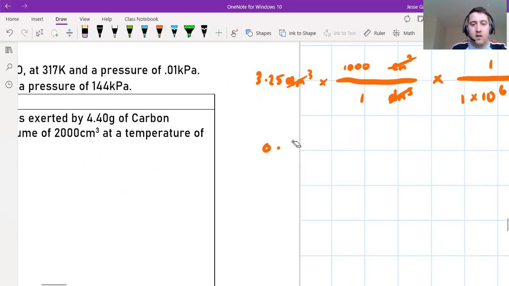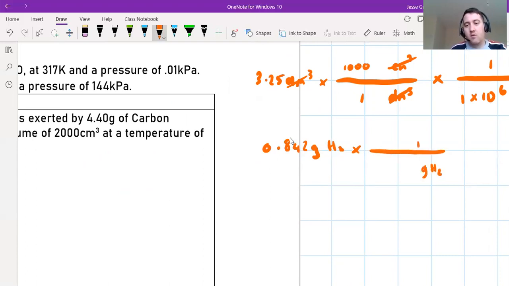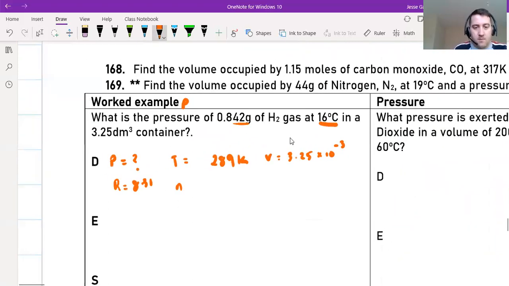0.842 grams of H2, times by... I'm going between grams of H2 and moles of H2. So first of all, for every 1 mole, how many grams is there? Well, there's 2 atoms of hydrogen. Each atom is 1, so it's 1 times 2 is the mass, or just 2. So I'm going to get 0.842 times 1 over 2, which equals 0.421 moles.